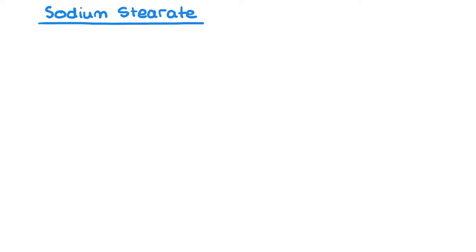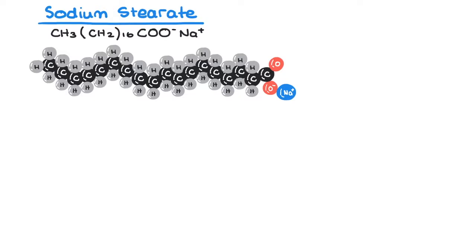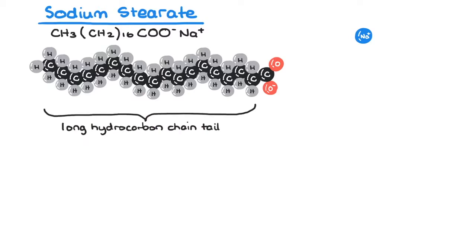An example of a typical soap molecule is sodium stearate. When it dissolves in water, the cation, in this case the sodium ion, separates from the fatty carboxylate anion. It plays no role. It's useless in soap. The anion, on the other hand, is where the fun happens. It's got this long hydrocarbon chain tail, which doesn't interact with water.